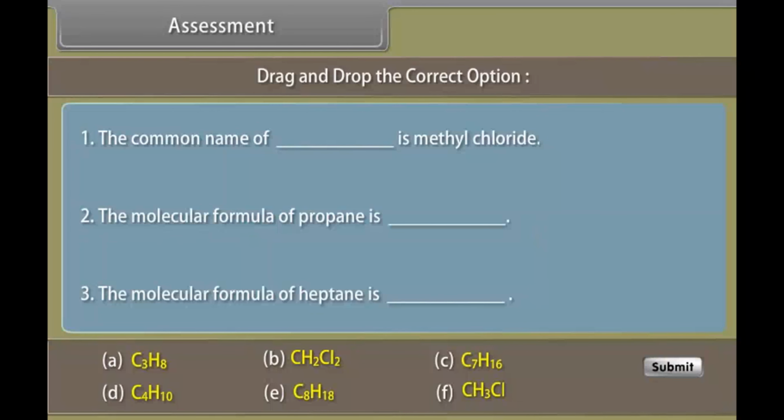Before proceeding further, let us know how much you have learnt. Drag and drop the correct option. Nomenclature of branched chain alkanes.